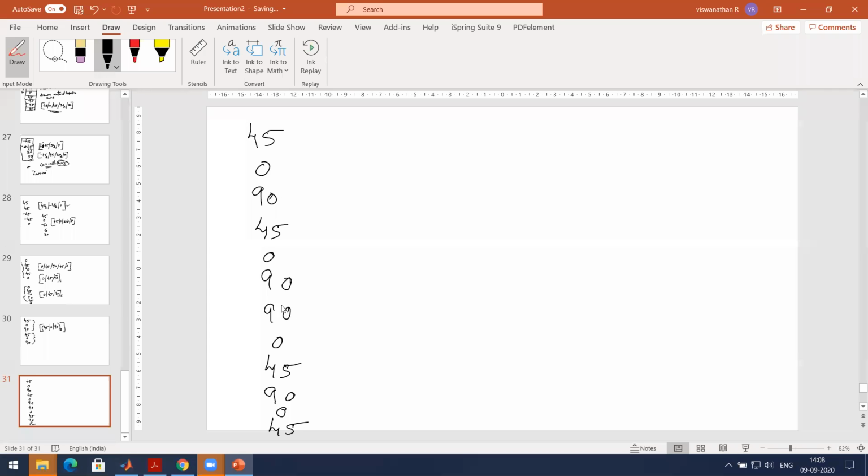So is there any symmetry here? Yes, sir. After the second 90. Okay, here there is symmetry. Now how do you write this? 45, 0, 90, 45, 0, 90, so the bracket 45, 0, 90 twice, with the whole thing having subscript 2, and then another bracket with subscript S for symmetric. Okay, this is how you write this: 45, 0, 90 repeated 2 times, and then symmetric.